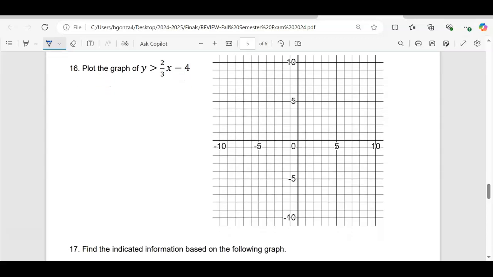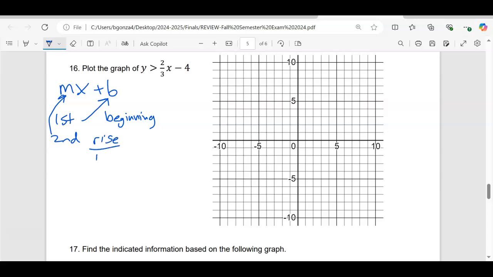Plot this graph. Now, remember, when we have mx plus b, first it's b for the beginning, and then second is the m, you're going to rise over run. All right, so let's begin at -4. So put a point there. And then my slope is rise over run, rise 2, run 3, put a point there.